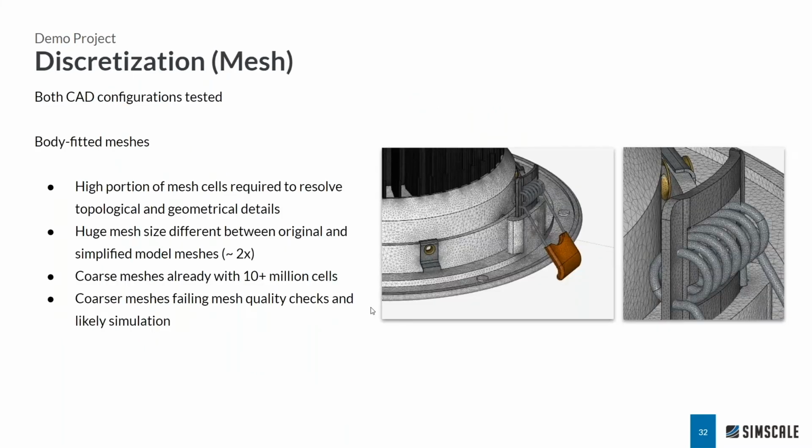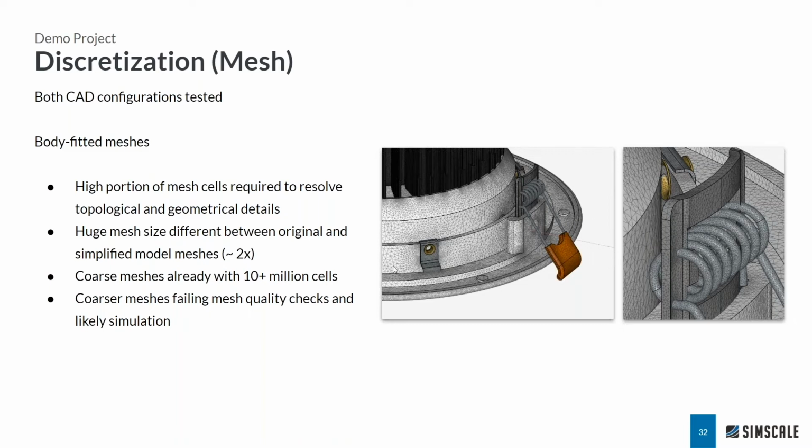Good. Some insights into the discretization, because that's the part that often fails or is problematic with detailed CAD. So let's look into the body-fitted meshes for this use case. We can see from the screenshots on the right-hand side that we have quite a high portion of mesh cells required to resolve the topological and geometrical details of mainly these tiny components. Now, you could say, just coarsen them up with mesh settings, but then you might run into really bad mesh quality, and simulations might fail or converge slowly. So there is not really a good trade-off that you can make.